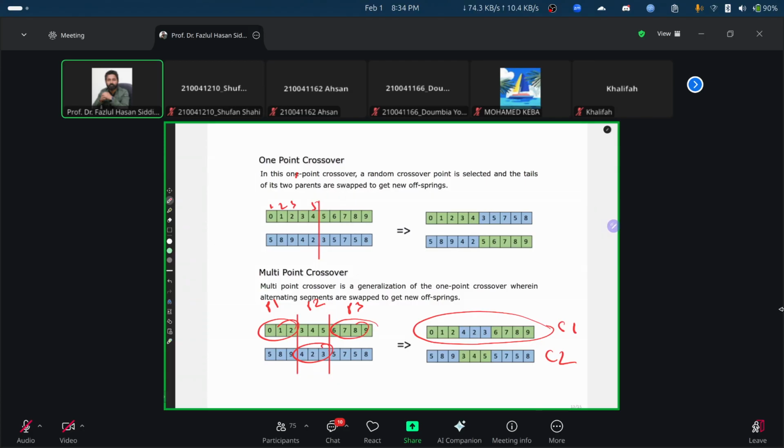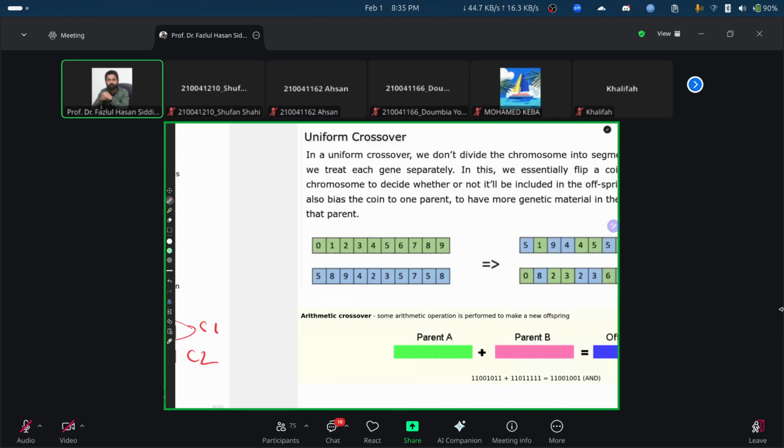So multi-point crossover means there are two points by which they alternately select: the first portion from parent one, the second portion from parent two, and the third portion again from parent one. So this is the alternative selection process for the crossover. That's it. This is called the multi-point crossover.